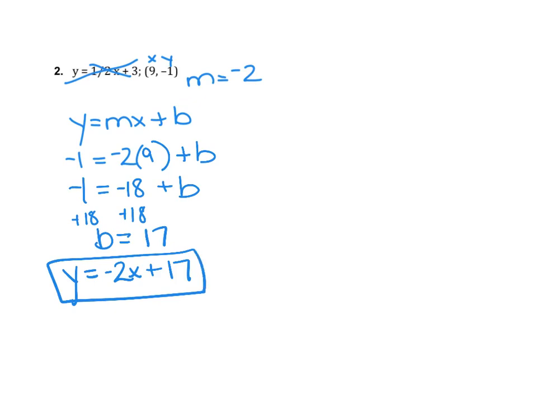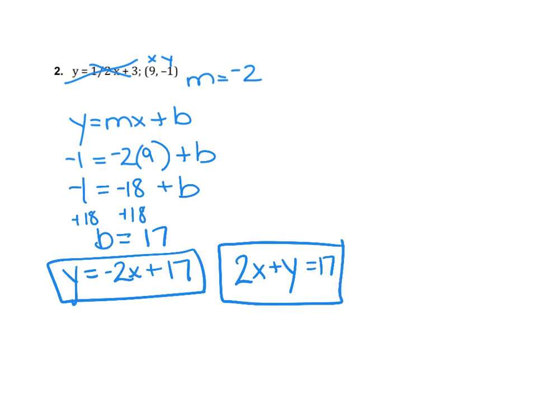To put it in standard form, remember x needs to go to the other side. So I'd have 2x plus y is equal to 17. And for our point slope, we would have y minus y1, so I'll have plus, because it was a -1, is equal to our slope of -2 times x minus 9.